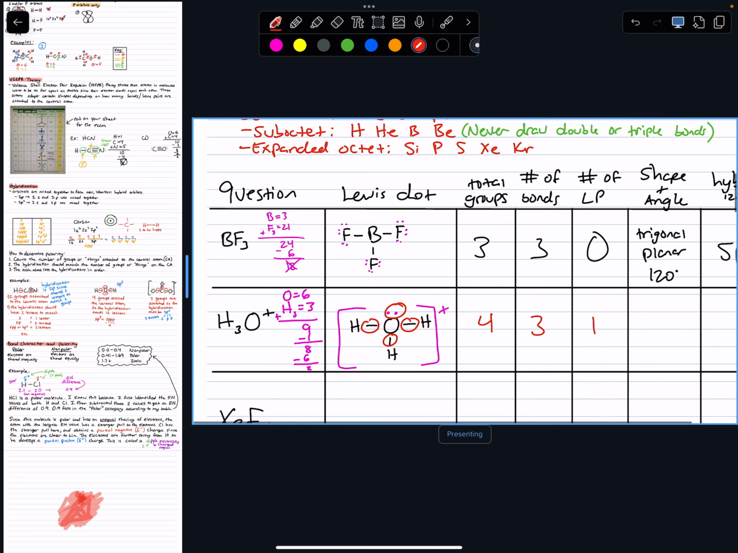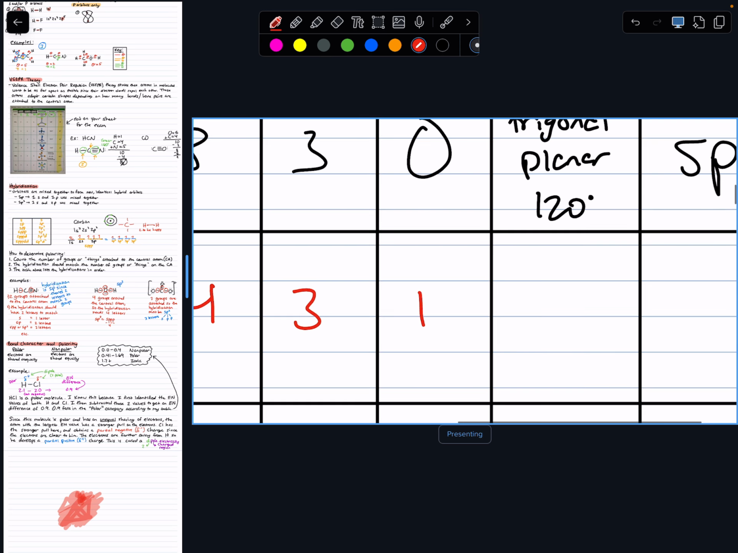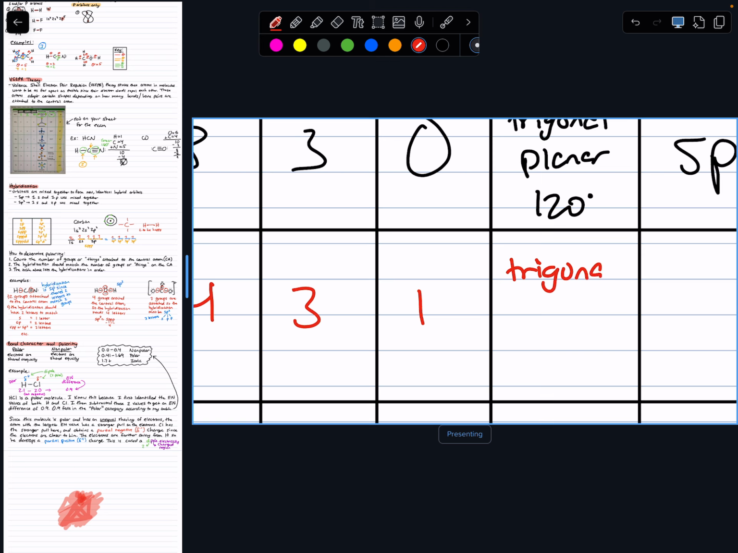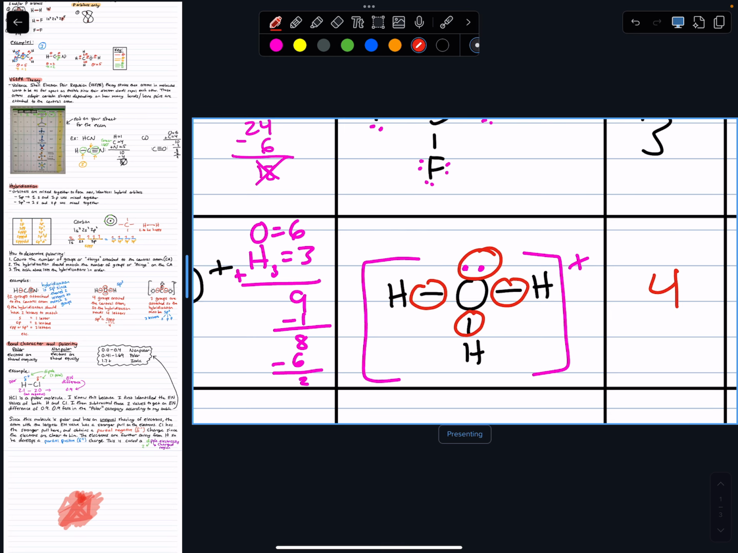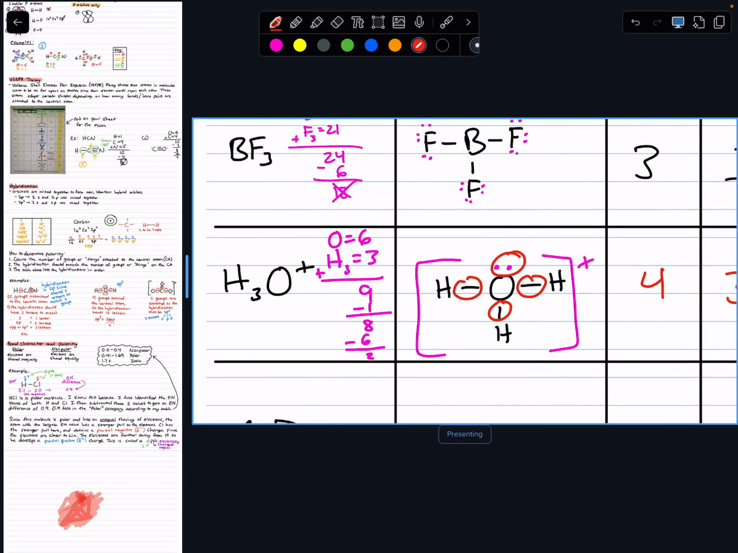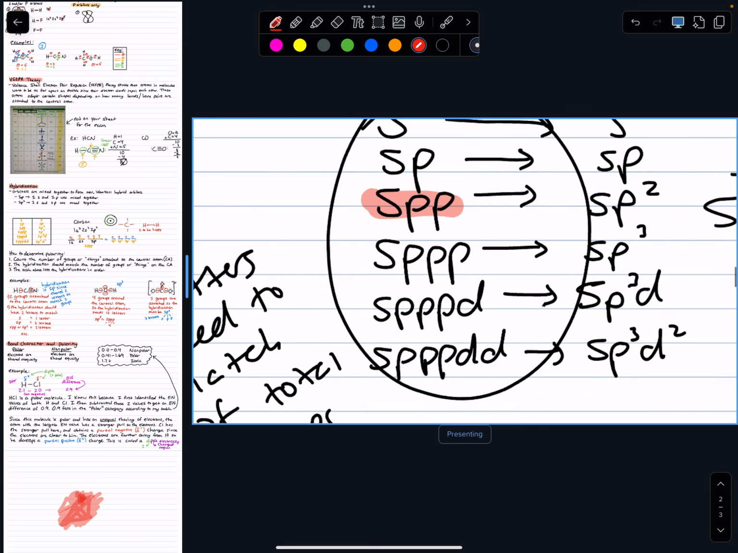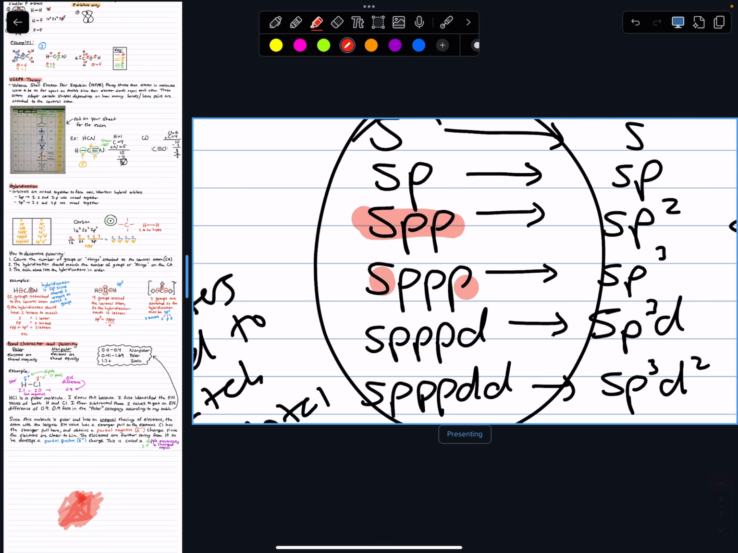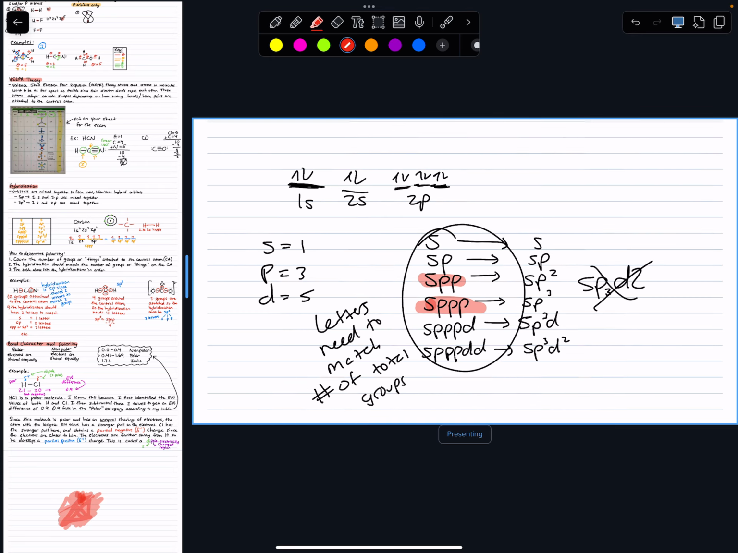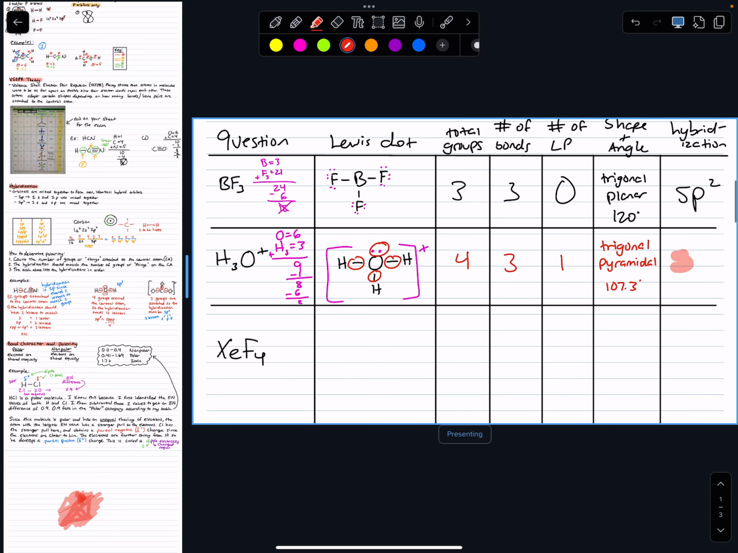You're with me? What shape is this on your sheet? Trigonal pyramidal. And what's the angle? 107.3. Thank you. Okay, so what do you think the hybridization is? SP3. So it's 4 groups, so how many letters? 4. We need 4 letters. So what is that? SP3. Perfect. SP3 goes in the box.